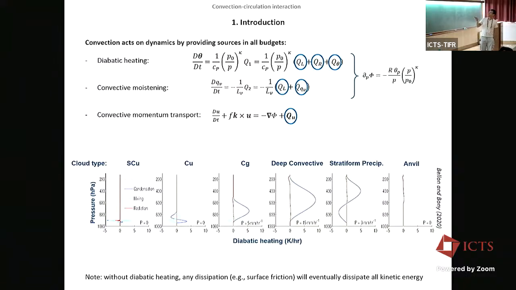But the main terms are really the diabatic ones, because the buoyancy that appears here, or the density temperature, varies mostly with temperature, and so the diabatic heating is going to be the key factor. And we have an idea of what kind of diabatic heating profiles you can expect from different types of clouds. It's a vague idea. There's a lot of variability within each cloud type category, so it's more illustrative than prescriptive, this figure.